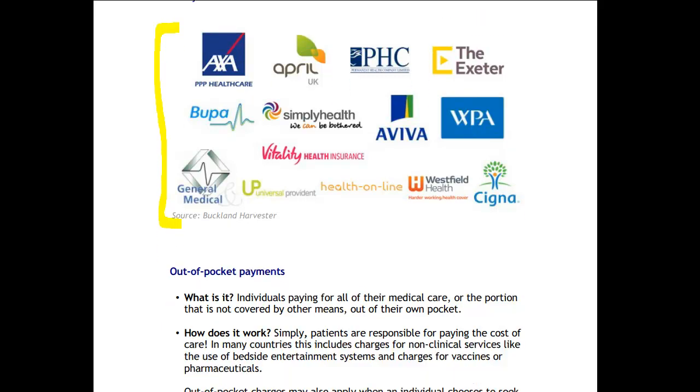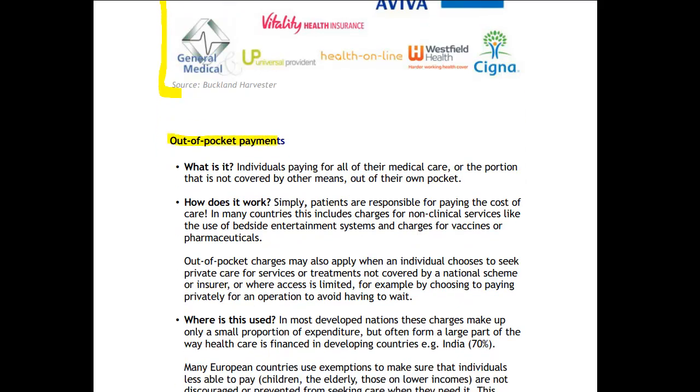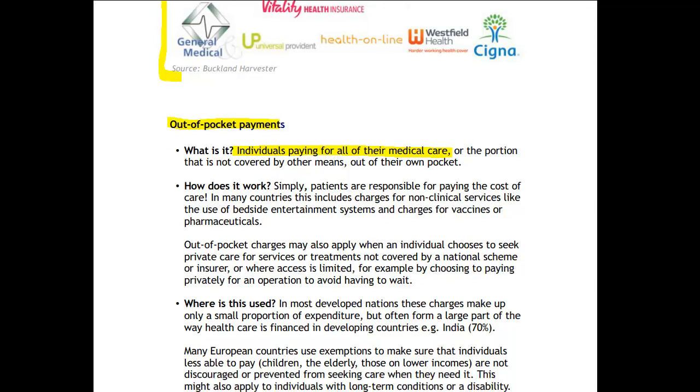Now, the final way in which healthcare may be funded is through out-of-pocket payments. And essentially, this is where an individual pays for all or part of their medical care that's not covered by either publicly funded healthcare or by insurance, for example, out of their own pocket. So it comes out of their disposable income. And simply, patients are responsible for paying the cost of their care. And this can include things like the use of bedside entertainment systems, charges for vaccines or pharmaceuticals.